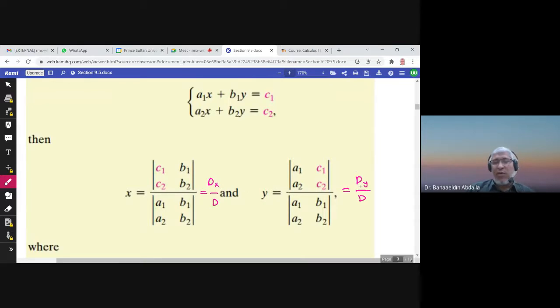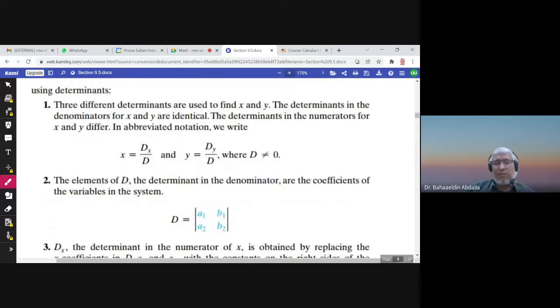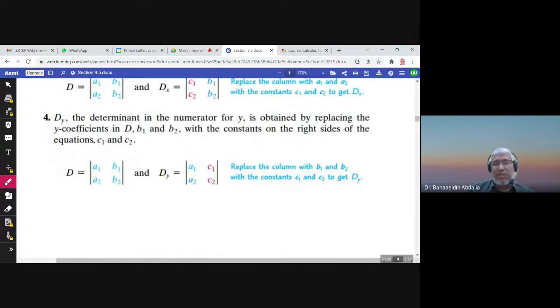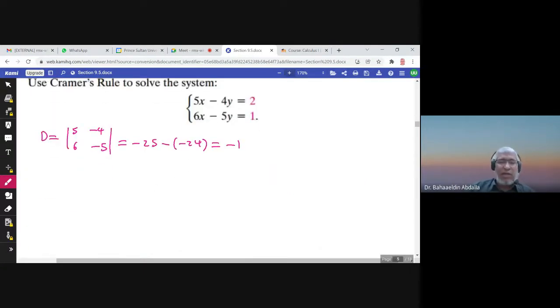And dy, we do the same, but for y: we change the column of y by the constants, and we keep the column of x as it is. So this is d, this is dx, changing the x column, and this is dy, changing the y column. So here dx would be, this is a determinant. Instead of 5, 6, I write 2 and 1.